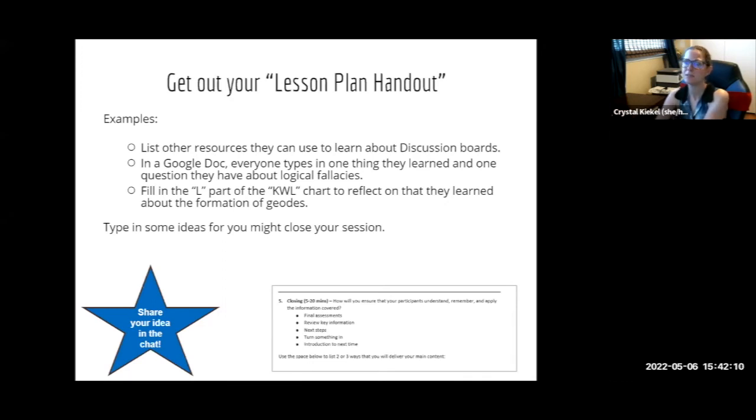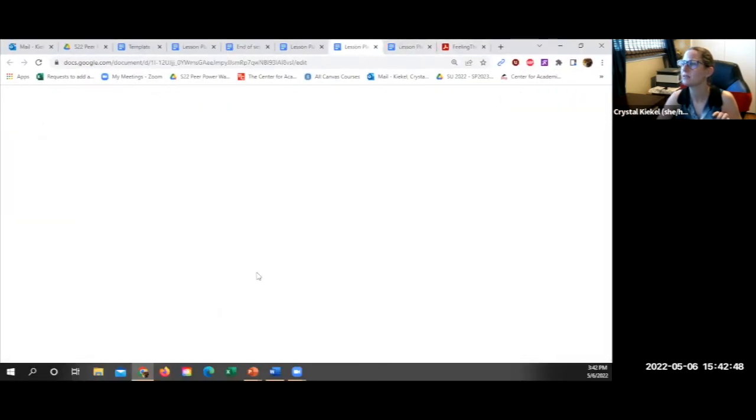So here's some examples. Maybe for that workshop on online learning, you're going to list other resources they can use to learn about discussion boards. So another activity for later. In that workshop on logical fallacies, maybe you get a Google Doc together and everyone types in one thing that they learned and one question that they have. Or in that workshop on geodes, maybe they're going to go back and fill out that L in the KWL, just like you will in just a few minutes. So with no further ado, I'm going to have you pull up that lesson plan activity one last time.